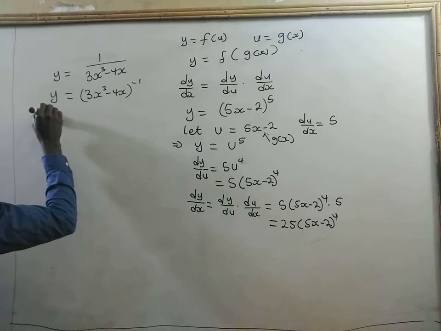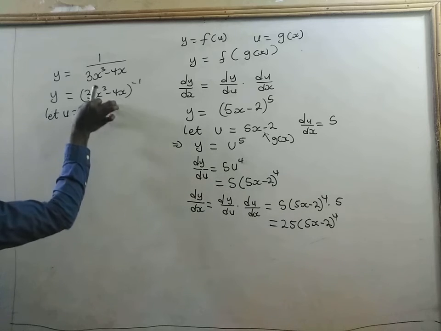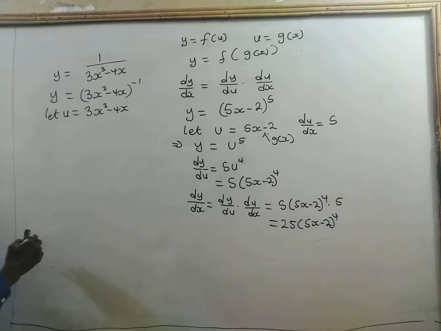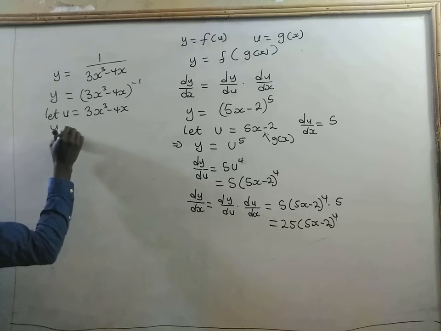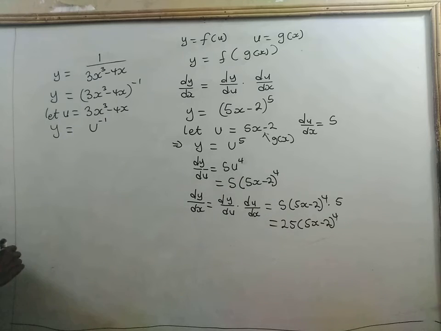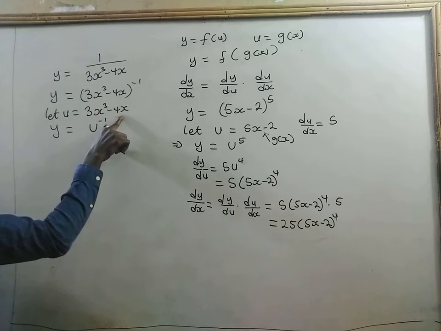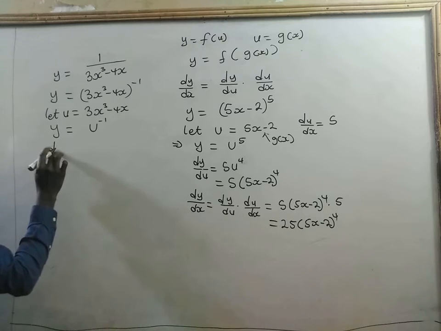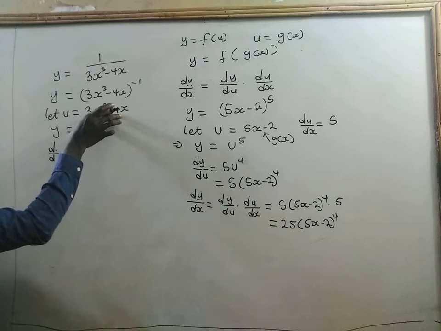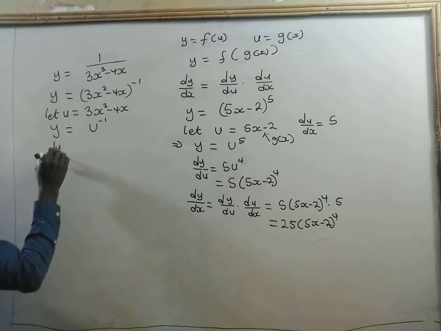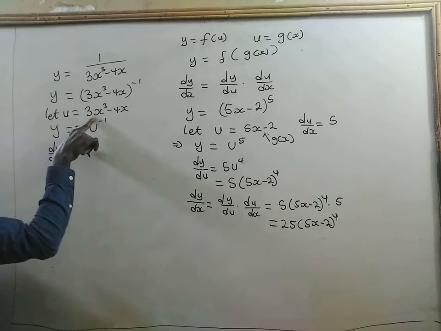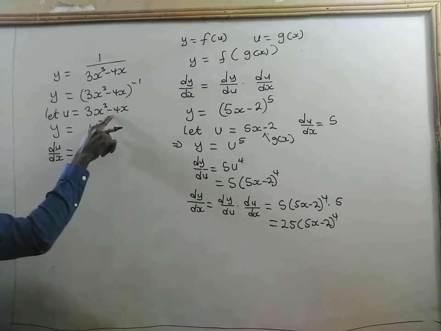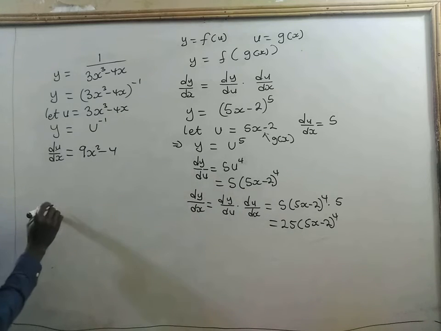Here, if we let u be equal to the inner function 3x cubed minus 4x, then y is now equal to u to the power negative 1. Remember, this is our g of x. Now let's find the derivative of u with respect to x. If we differentiate 3x cubed, you get 9x squared. If we differentiate minus 4x, we get minus 4.